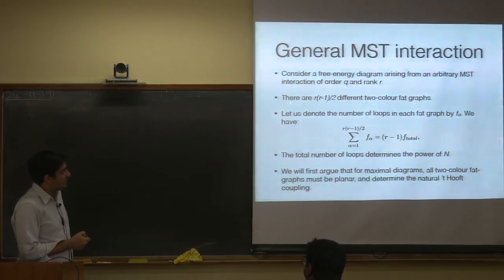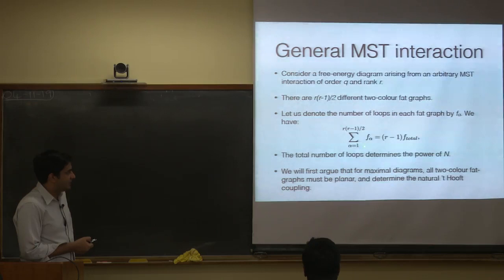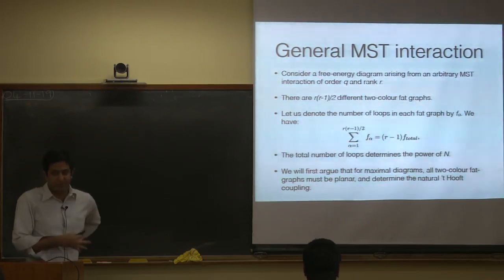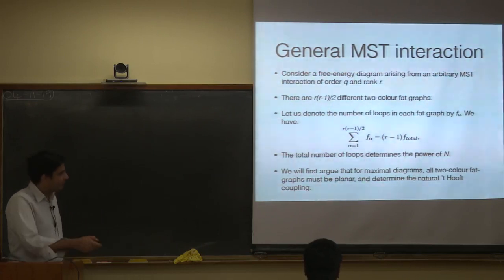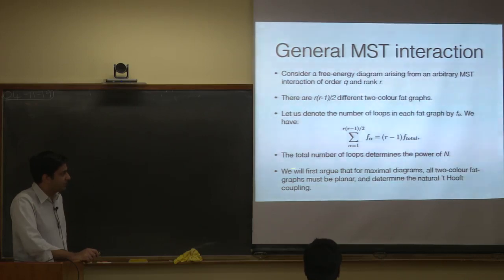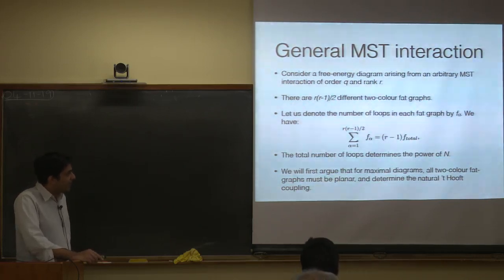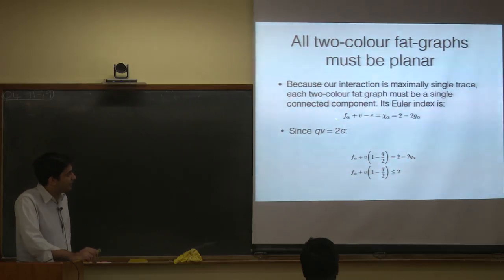So there are R choose two different fat graphs, and if you sum over all the loops in each fat graph, it gives you R minus 1 times the total number of loops, by similar arguments. So this determines the power of n. Okay, and we now argue that it's fat. So for any two-color fat graph f alpha, f plus v minus e is 2 minus 2g.